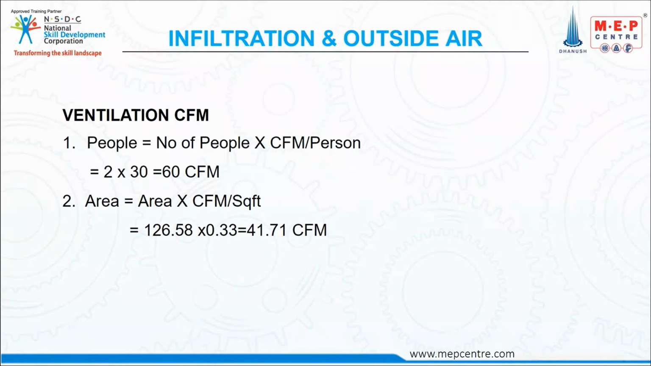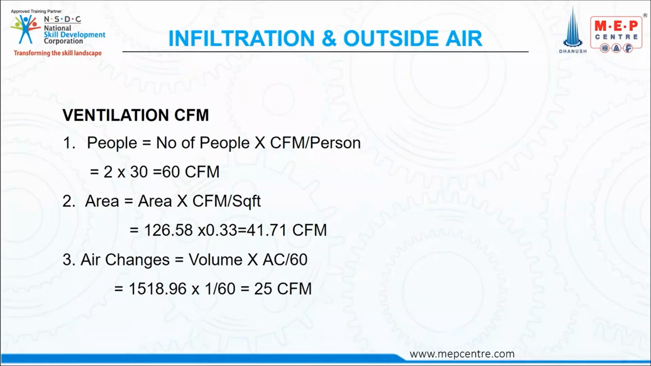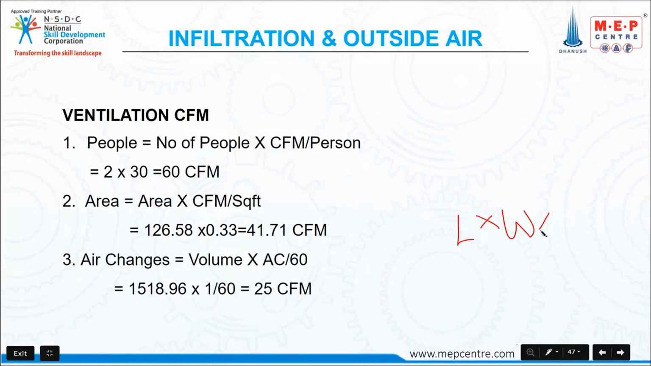Next, area. Area into CFM per square feet. Master bedroom area 126.58 into CFM per square feet 0.33 is 41.71 CFM. Next, air changes: volume into air changes divided by 60. How do you get volume? Length into width into height, so 126.58 into 12. Height from floor to ceiling is 12, right? 126.58 into 12 gives 1518.96.